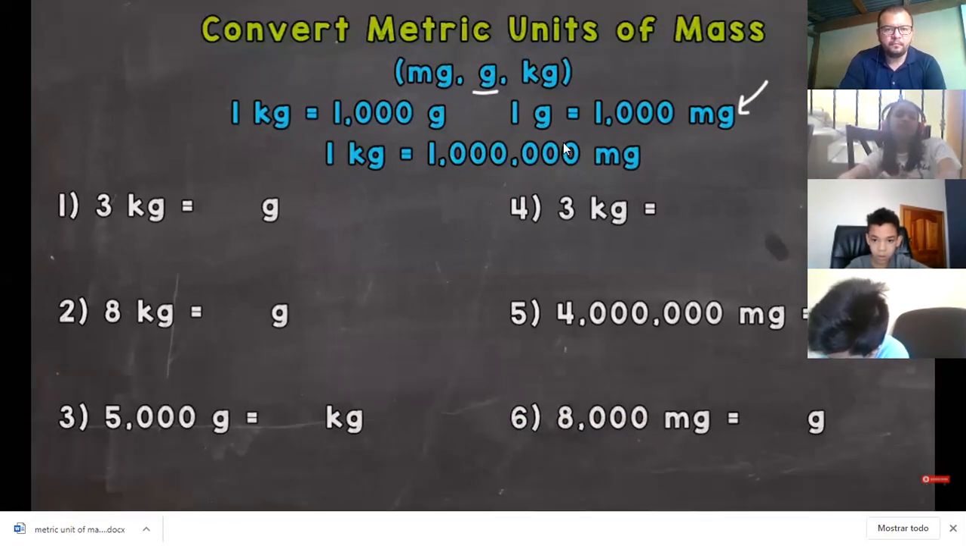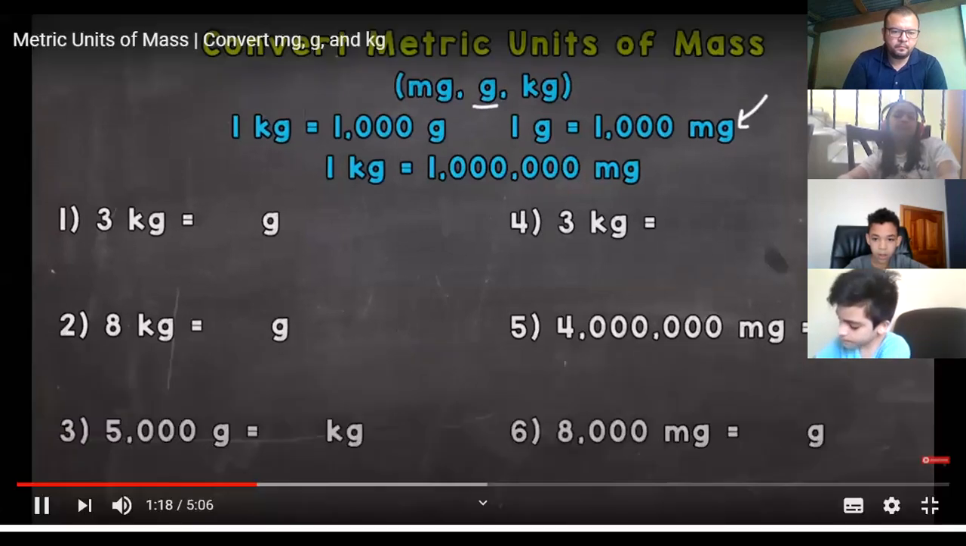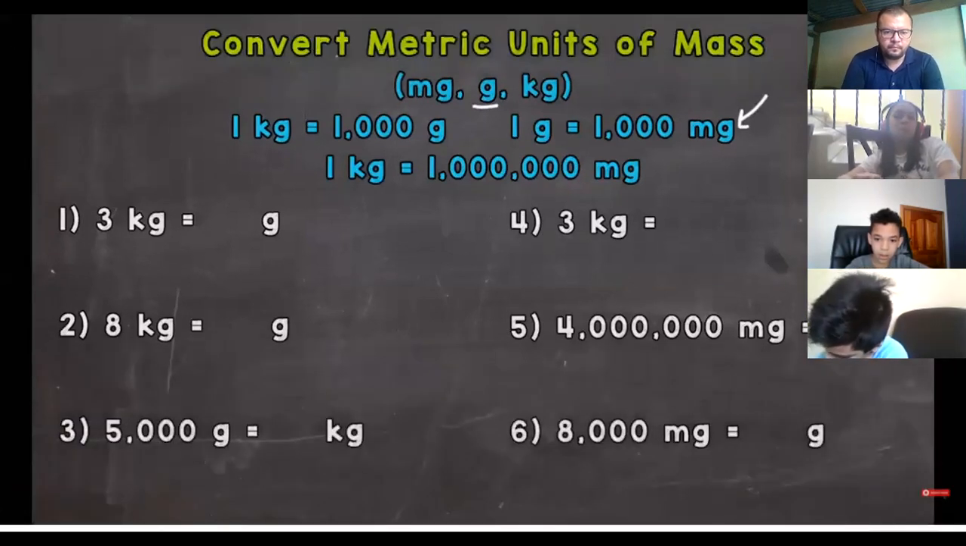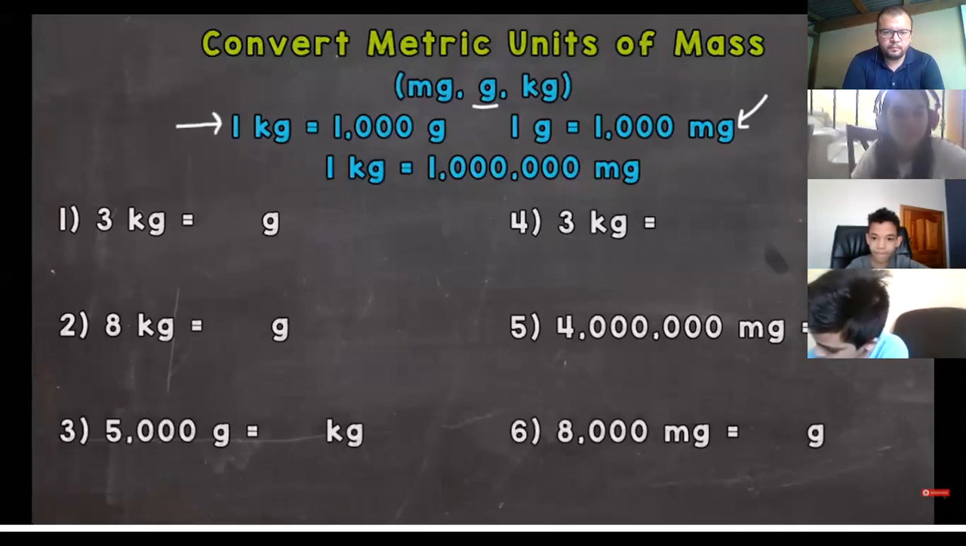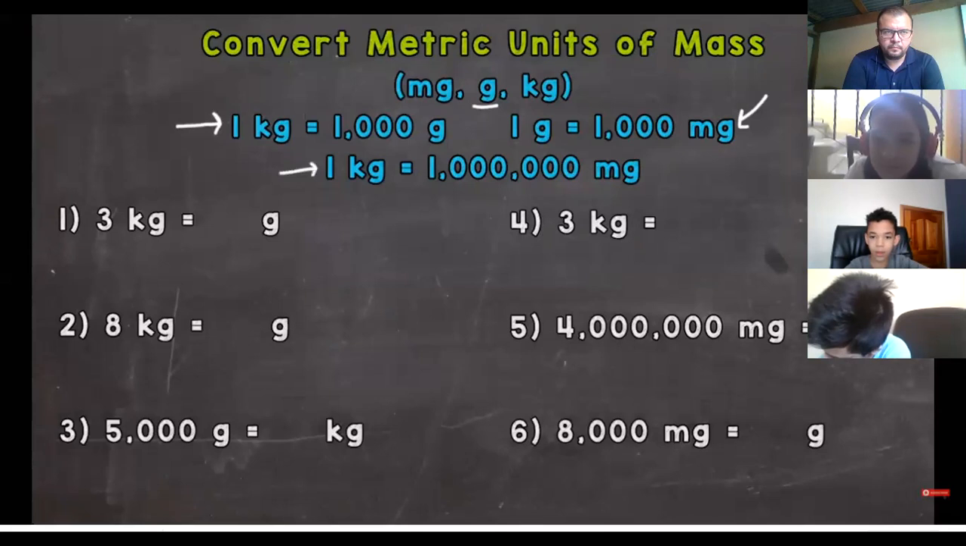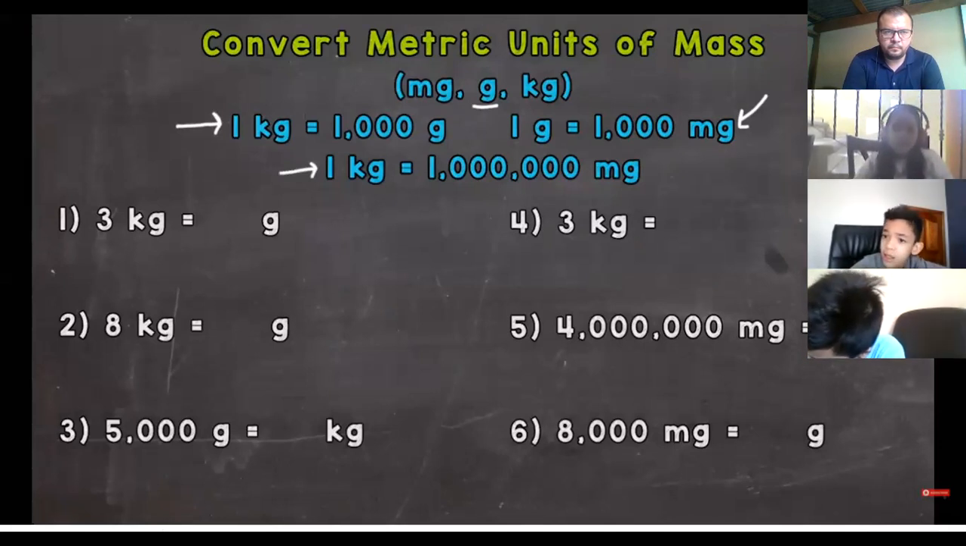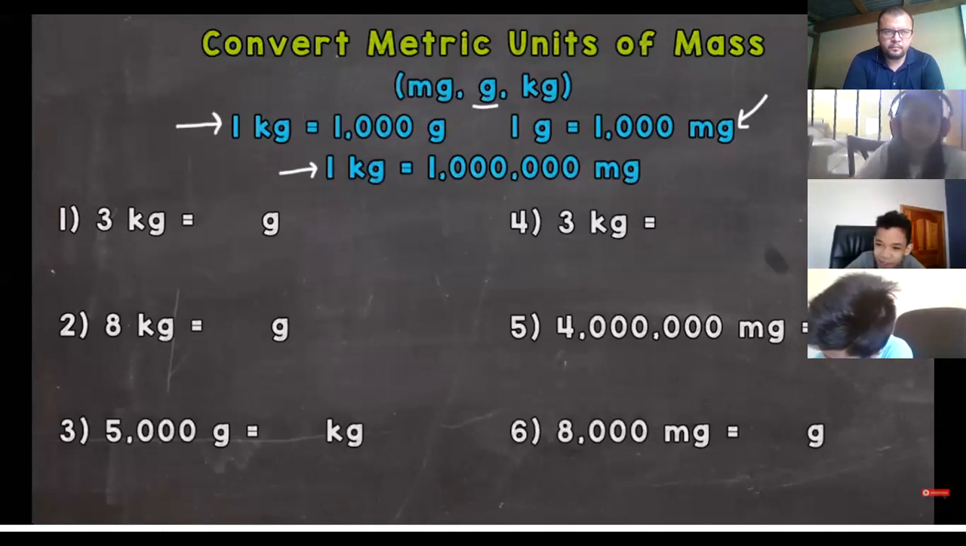And then kilogram, we have the prefix kilo, which means 1,000. So it takes 1,000 grams to equal 1 kilogram. A kilogram is a little over 2 pounds, so about the mass of a textbook. And one last note: 1 kilogram equals 1,000,000 milligrams. So let's jump into some conversions where we convert between milligrams, grams, and kilograms.